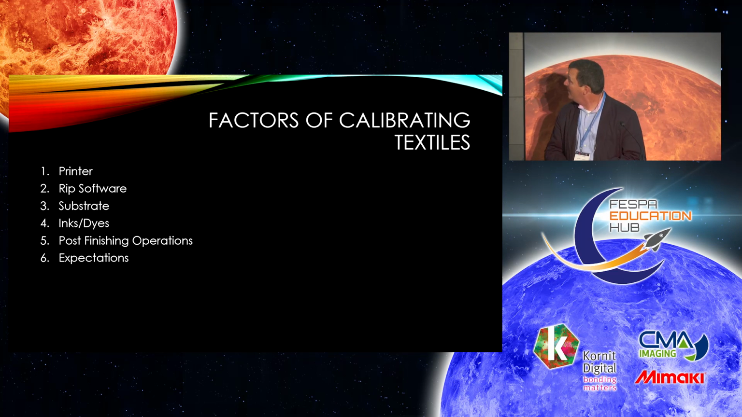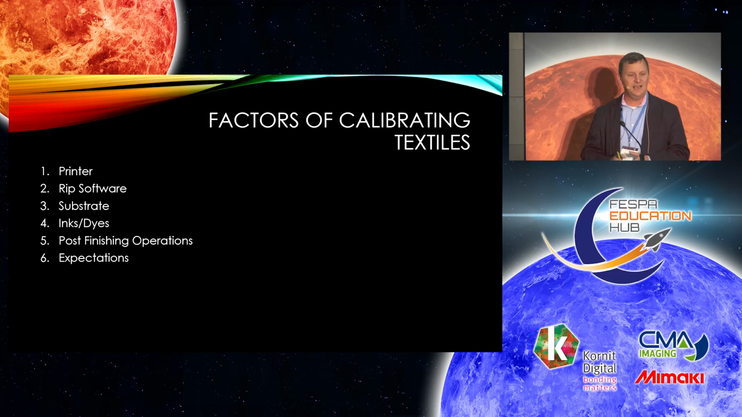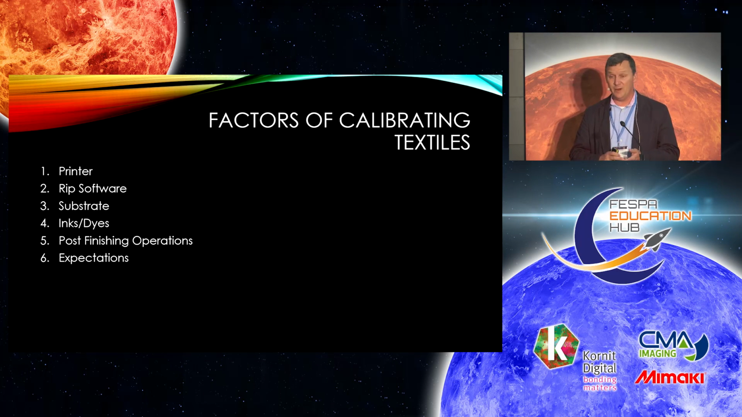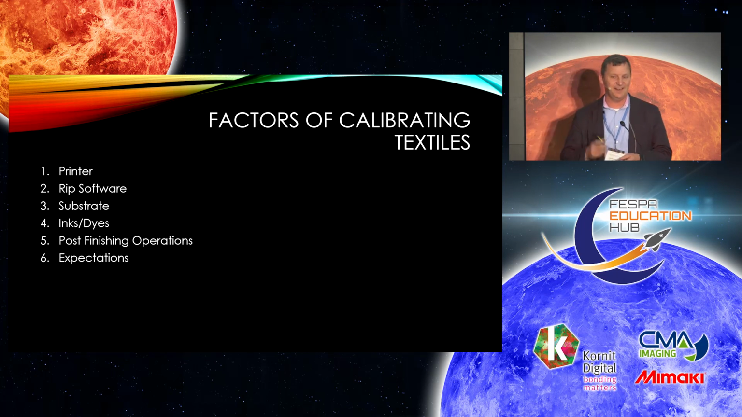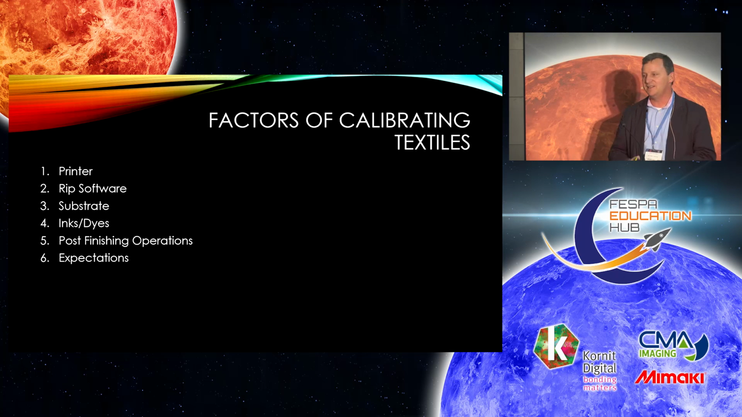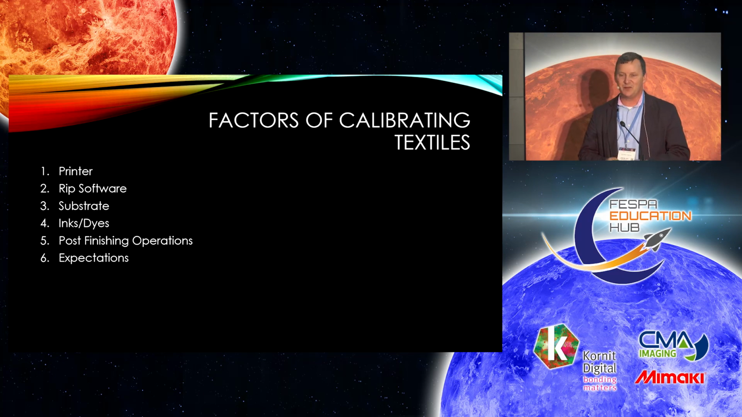The factors of calibrating textiles. In here, we have a few elements. We have your printer. We have your RIP software. We have the substrate, the inks or the dyes that go onto the textile. Your post-finishing operations along with pre-finishing. And again, that expectation word is creeping into the process here.